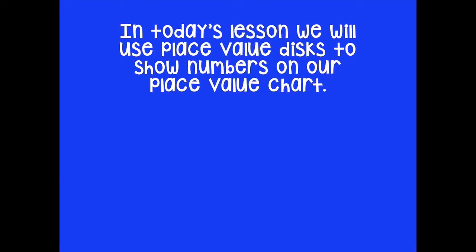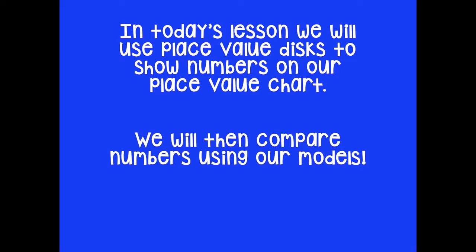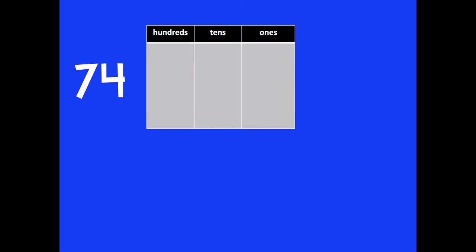All right, so in today's lesson, we will use place value discs to show numbers on our place value chart. We will then compare numbers using our models. I'm going to start with the number 74, and here is my place value chart. I'm going to model what 74 looks like using my place value discs. Well, I know that there's a 7 in the tens place, so that means that I need 7 tens. So 10, 20, 30, 40, 50, 60, 70. And then I move to my ones. So 71, 72, 73, 74. So now I've modeled 74.